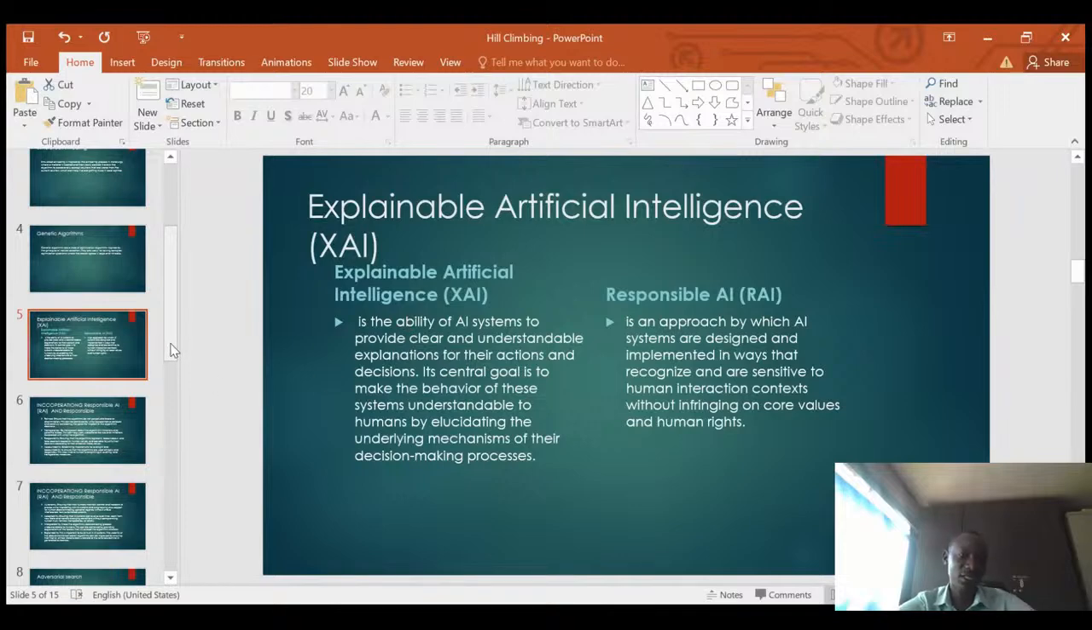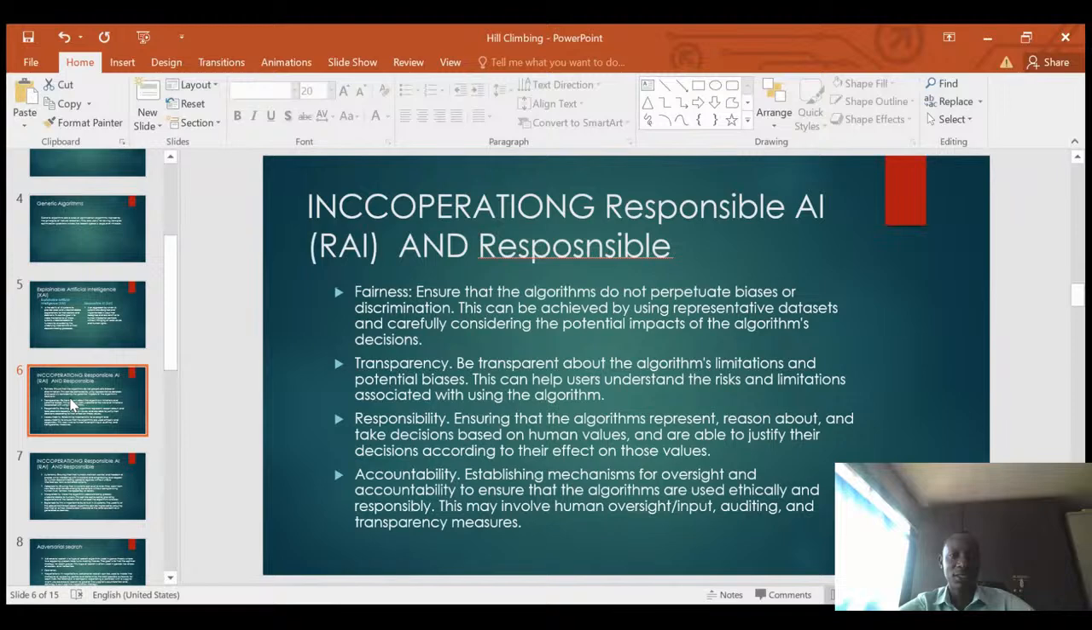Now, next on the list, these are self-explanatory. How do we incorporate a responsible AI? You need to follow some parameters. You need to consider fairness, transparency, and responsibility, and you need to account for every kind of step. Let's say for accountability, establish a proper mechanism for oversight and accountability. Oversight is like you're scanning, you're trying to supervise the algorithm.